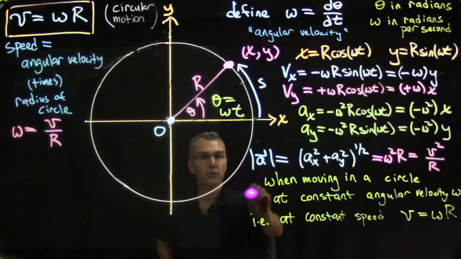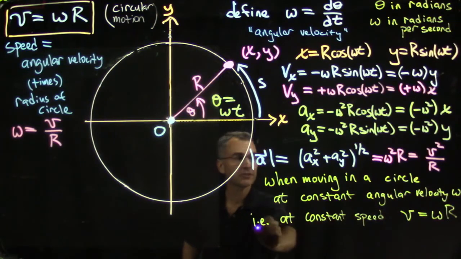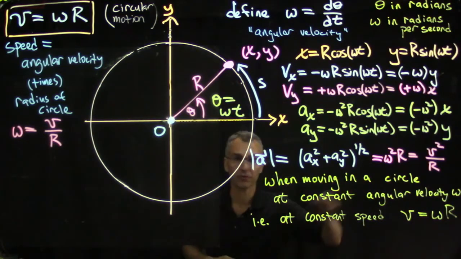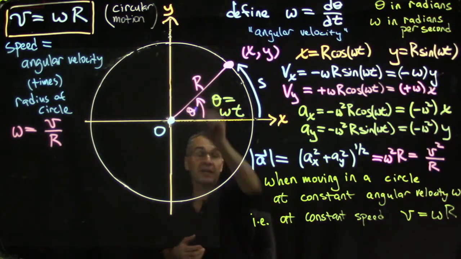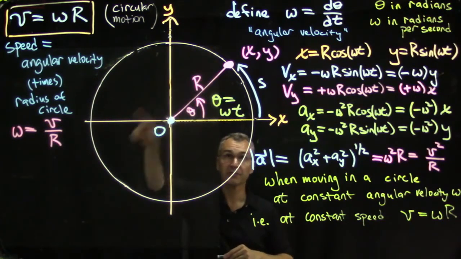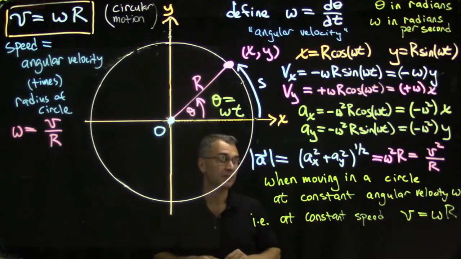So when moving in a circle at constant angular velocity omega, in other words at constant speed, v equals omega r. So if we're moving in a circle, then we're moving at constant radius r. And if we're moving around and around at a constant angular velocity, then we have a constant speed. v is omega times r.